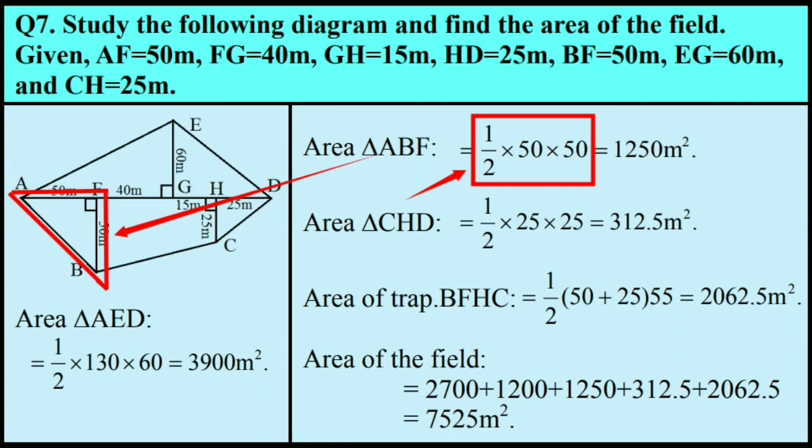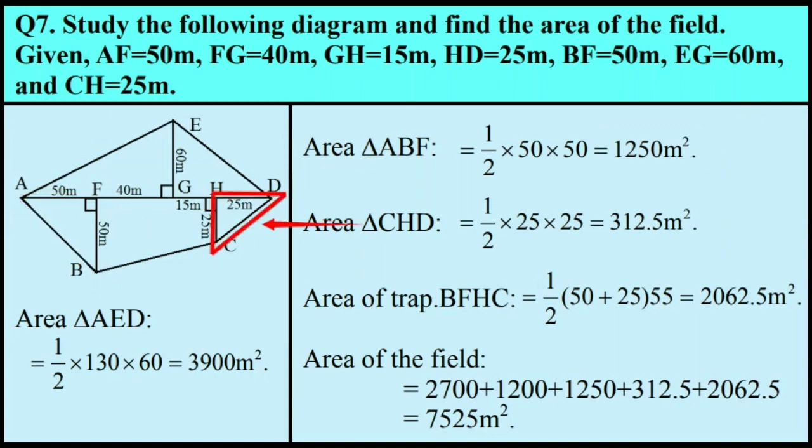Next triangle ABF, where the base and height AF and FB are given 50 meter each. Hence, area of the triangle ABF is equal to half multiplied by 50 multiplied by 50, and the expression results in 1250 meters square. Therefore, area of the triangle ABF is equal to 1250 meters square.